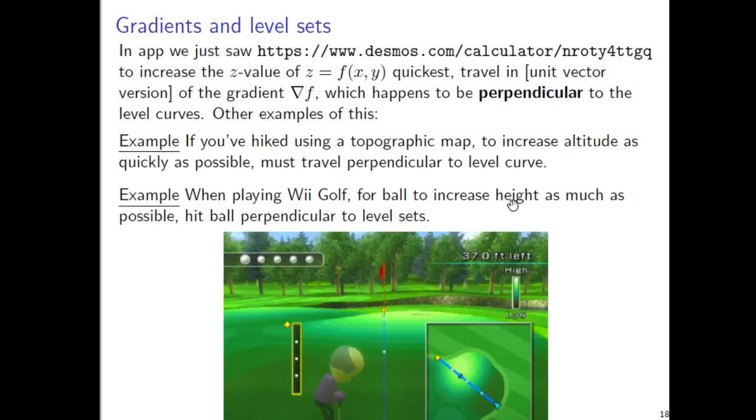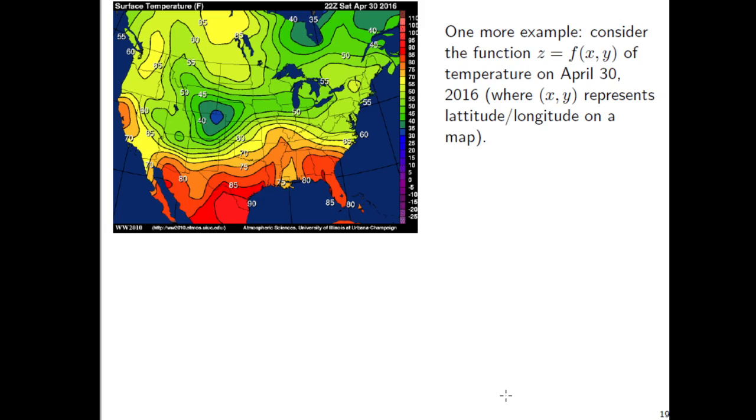I took a screenshot of a YouTube video of somebody playing Wii Golf. But if you play Wii Golf, take a look. Like, this kind of thing. Sometimes you're on the green and you get that map in Wii Golf that shows you various heights. And depending on where the hole is, you might need to increase the height as much as possible. If that hole is at the top of a hill, for instance, that's probably what you'd want. So to increase the height as much as possible, your goal is to actually hit the ball perpendicular to the level sets. And of course, the level sets are shown here with the slightly different shades of green. One more quick example here.